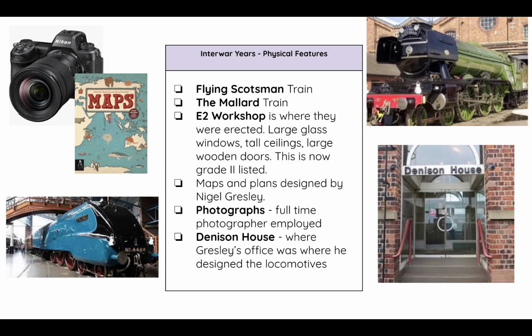Physical features for this time period, you could use them. So we've got the E2 workshop, which is still standing today, that we visited, and this is grade 2 listed. Again, you can see the original features like the large windows and doors, railway tracks that were used for locomotive construction. Denison House is also a grade 2 listed building, and this is where the designs were created for the Flying Scotsman and the Mallard. And obviously we've got physical evidence in the Flying Scotsman and the Mallard as well.